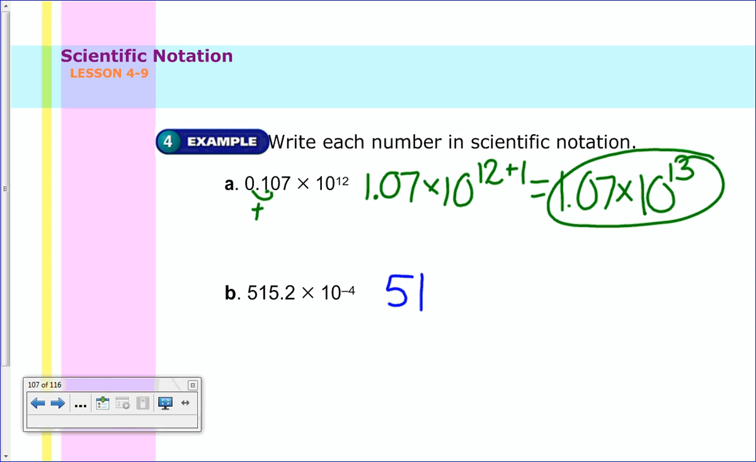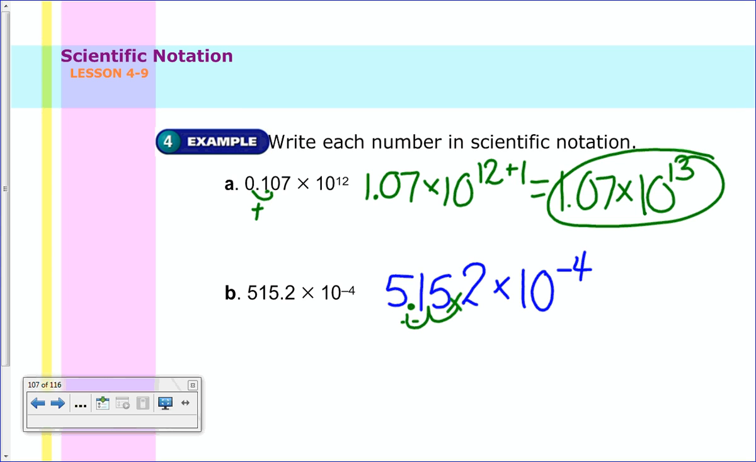We have 515 and 2/10ths, and we have times 10 to the -4th. Well, again, this isn't written with the number between 1 and 10. So I need to switch where the decimal is. Well, it was there. It should be right here, because then I get 5 and 152 thousandths. So I have to move it over this way too.